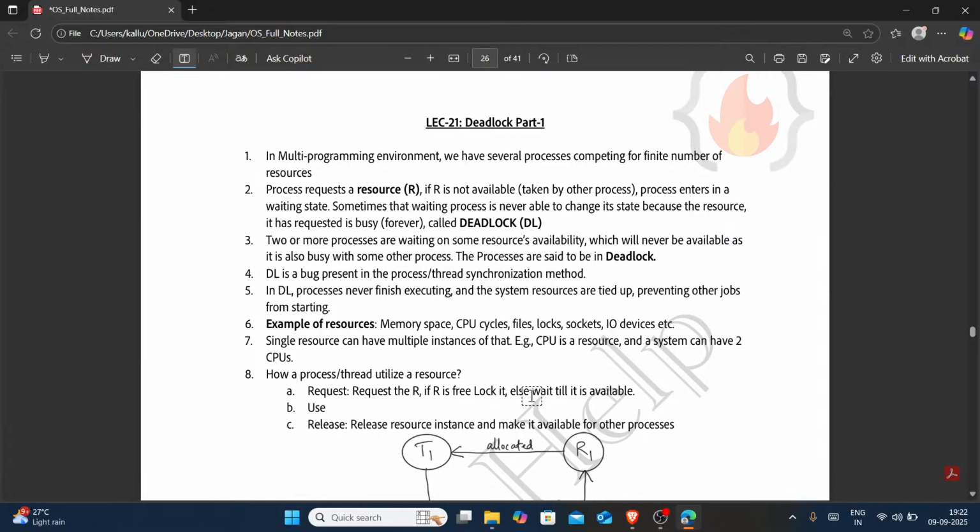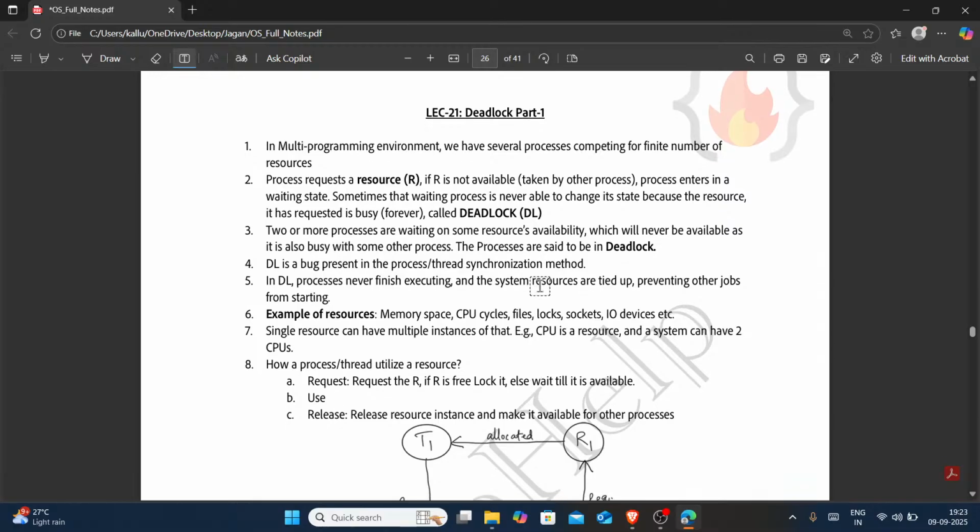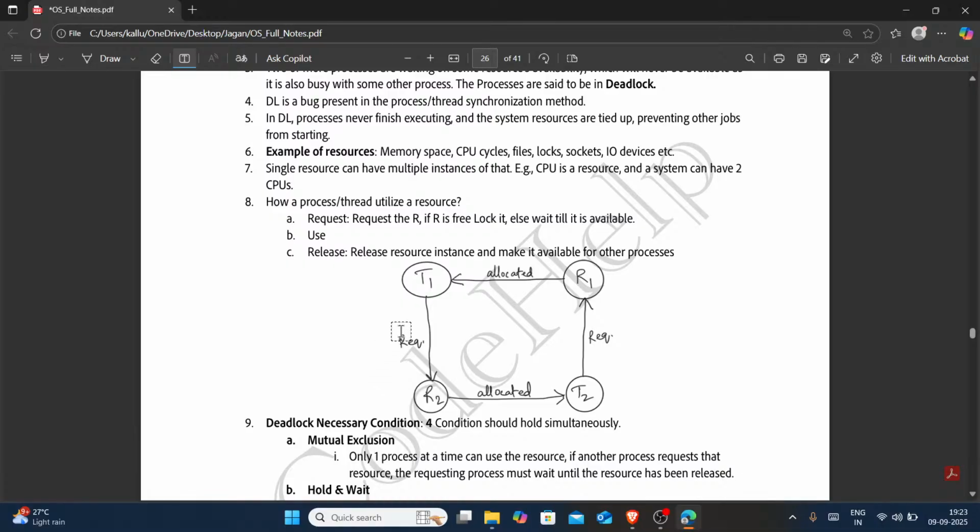Deadlock is also a bug present in synchronization methods. In deadlock, processes never finish executing and the system resources are tied up, preventing other jobs from starting. Examples of resources: memory space, CPU cycles, files, logs, sockets, IO devices, etc. A single resource can have multiple instances. For example, CPU is a resource and the system can have two CPUs.